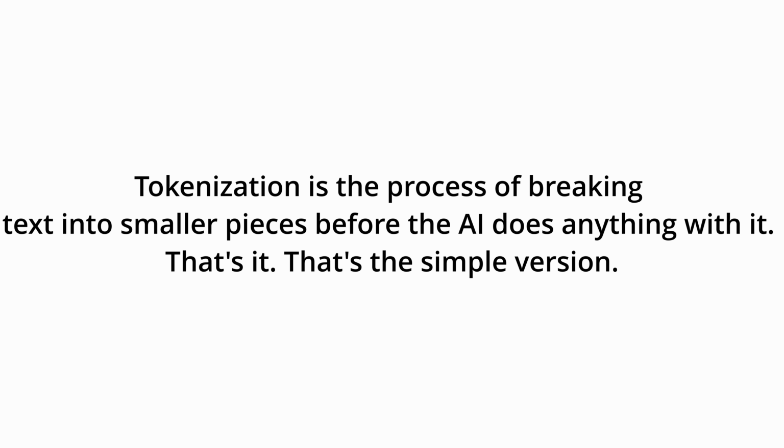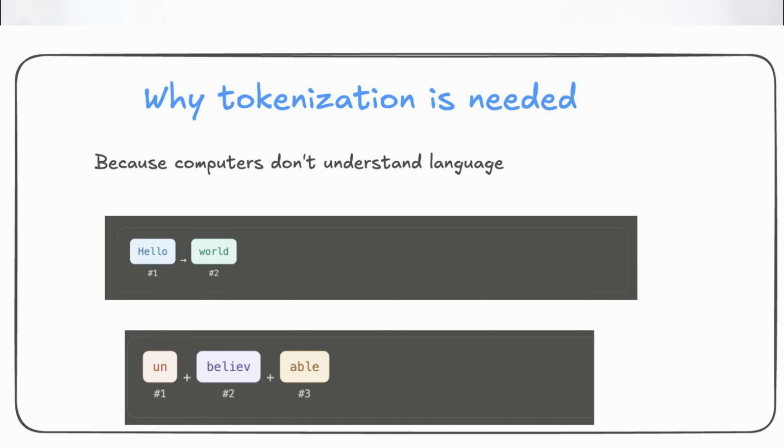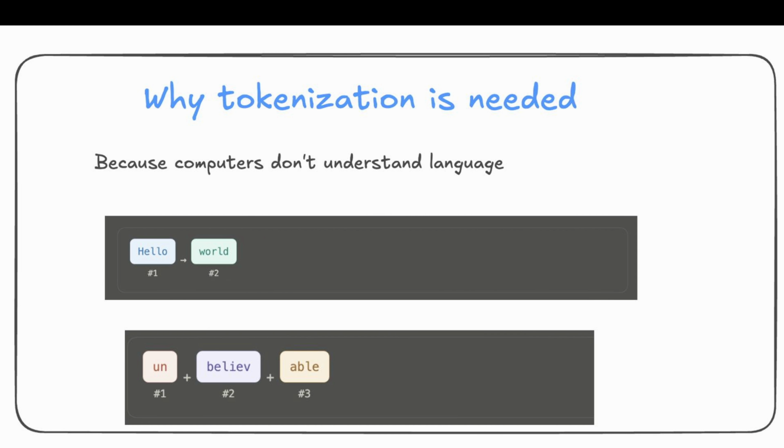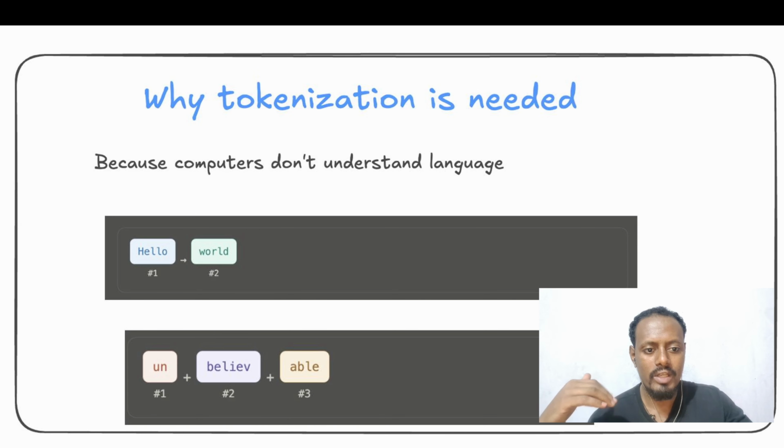Let me show you with an example, because this is the part where it actually clicks. Simple one first. Take the sentence, hello world. That is probably two tokens, hello and world. Easy? Makes sense, two words, two tokens. Totally fine. Now here is a more interesting one. The word unbelievable. You might be thinking, okay, one word, one token, but it is not. The model might split it up like this.